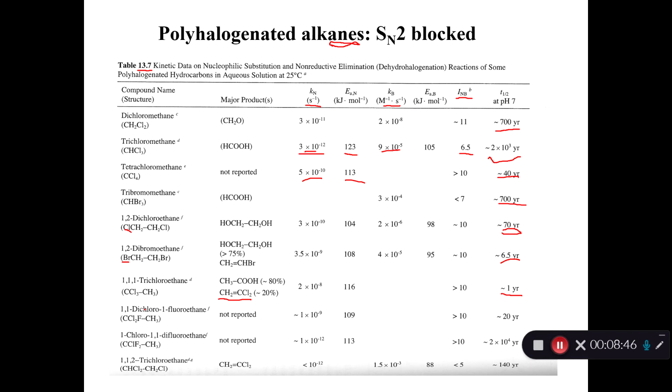Here's 1,1-dichloro-1-fluoroethane. So the difference between this and this is the difference of a chloride and a fluoride. Much slower chemical reaction going on here. Similar activation energy. Notice that these activation energies are all pretty big, 100 kilojoules per mole or more. And then here's 1,1,2-trichloroethane, and you notice that the main product is 1,1-dichloroethene, or sometimes called 1,1-dichloroethylene. So where did we get that double bond from? That's very strange. Now, this is not a fast reaction, 140 years, but it does happen.